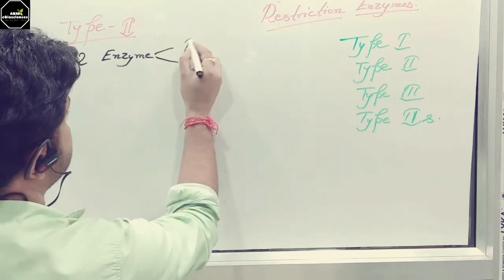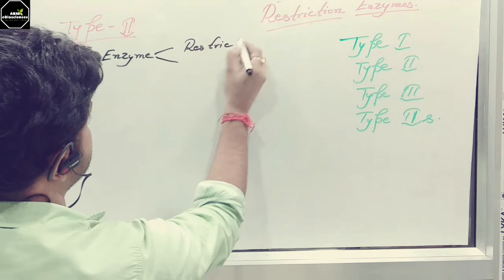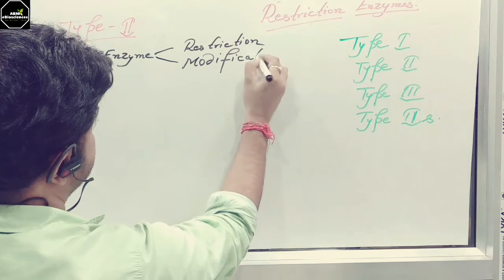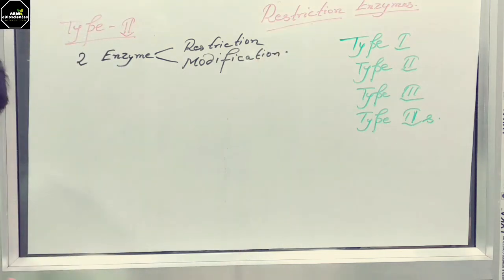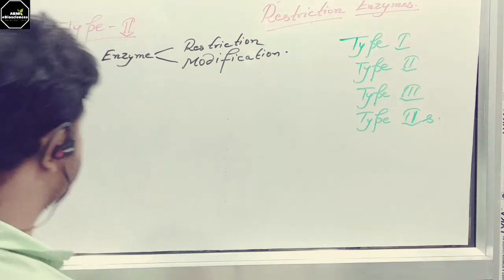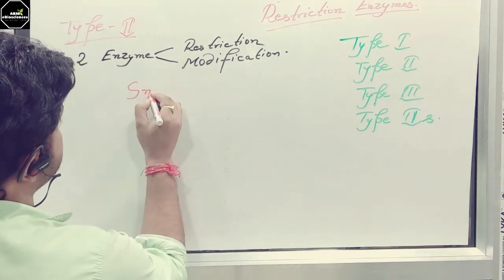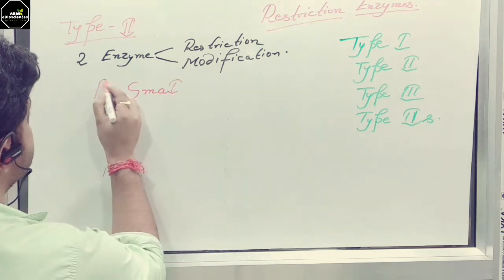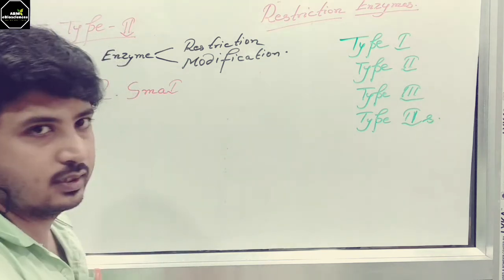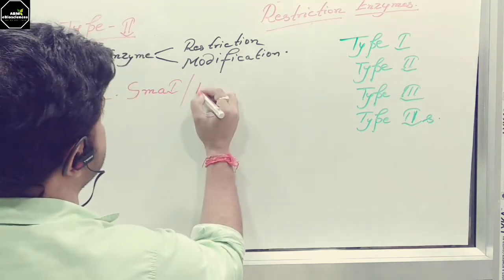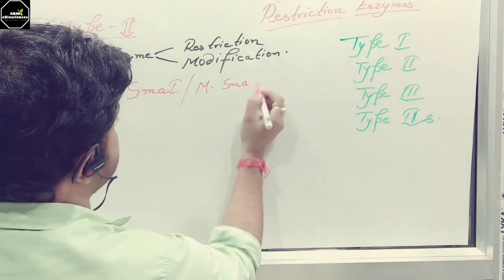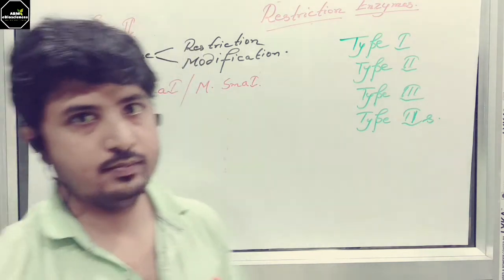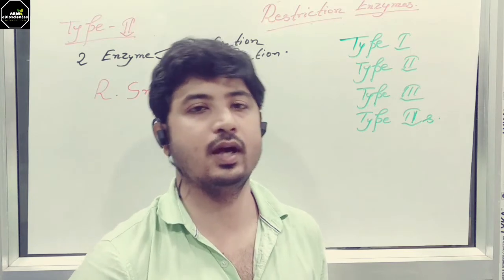Why two types of enzymes? The first one is responsible for restriction only, and the other one is for modification. So that's why two types of nomenclature are also there. I'll tell you, suppose SmaI, that is isolated from Serratia marcescens. If the work of that enzyme is only to restrict, it is R.SmaI. And if it is for modification, then you can call it M.SmaI. So type 2 enzymes are two different enzymes, restriction and modification.